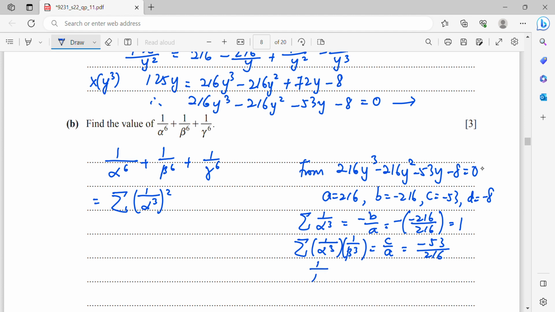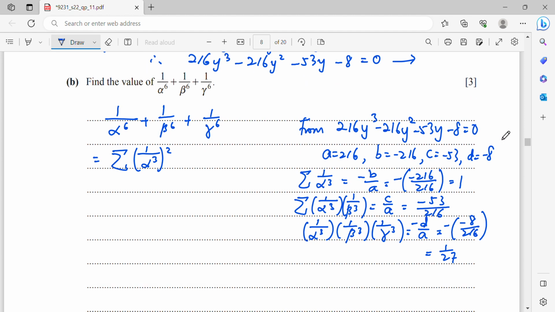Then the multiplication of these three roots equals to d over a. So I will get negative d over a. So it will be negative of negative 8 over 216. So when you simplify, this is 1 over 27.